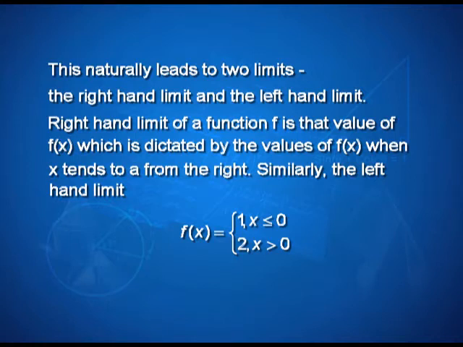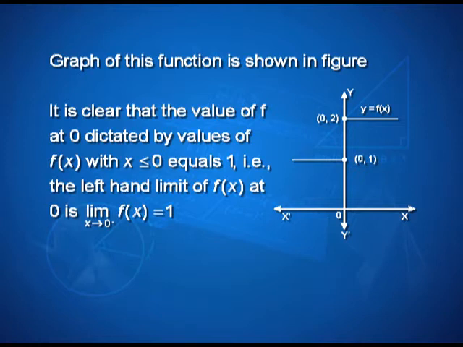Consider the function f of x is equal to 1 whenever x is less than or equal to 0, and f of x is equal to 2 whenever x is greater than 0. The graph of this function is shown in the figure. Here this is your x axis, x dash o x, and this is the y axis, y o y dash. You can see the points (0, 1) and (0, 2), and it represents y is equal to f of x.